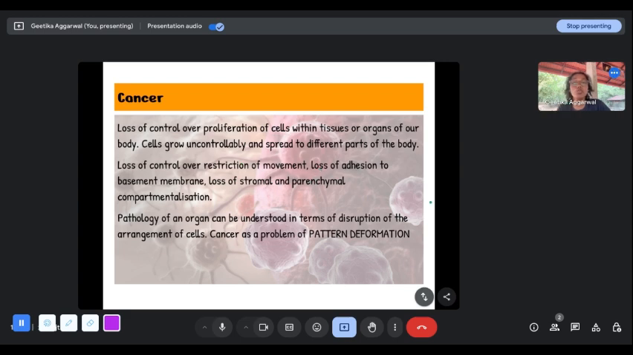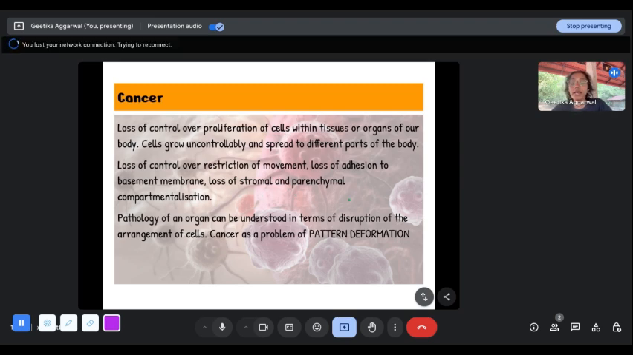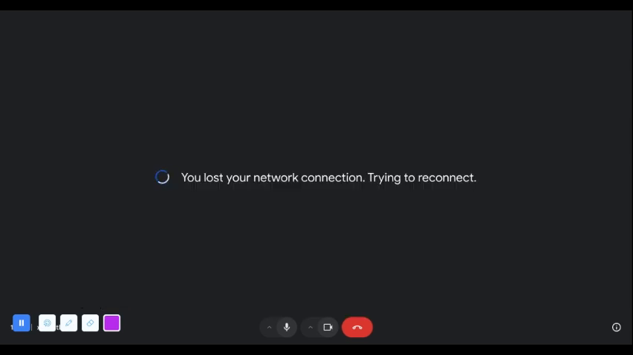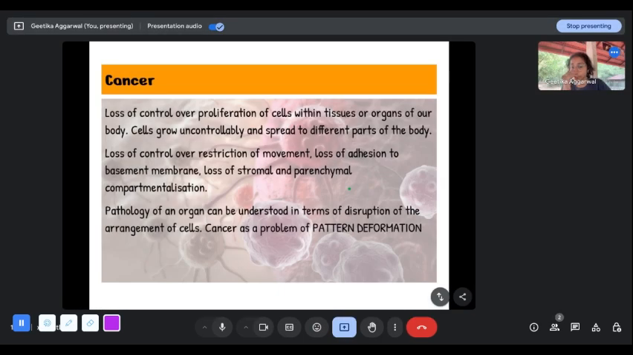And there is also a loss of control over the restriction of movement. So the cells can also move away from the organ in which they're meant to be. As I mentioned, there is loss of adhesion from the basement membrane, because that is what keeps the cell in place. And there is loss of stromal and parenchymal compartmentalization. I will explain a little in the next slide what stromal and parenchymal compartmentalization is.